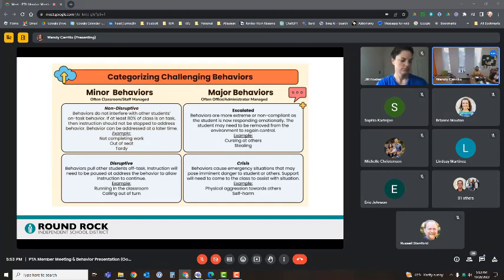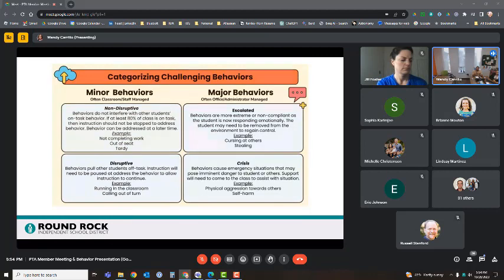and maybe with that one redirection, the student gets back on track, right? Could be the student, I'm in a hurry to get to line up and I ran to the door rather than walking to the door and getting in line. So depending on the circumstance, it could be a minor or it could be a major. It's just a matter of looking at the context of what actually occurred at that moment.